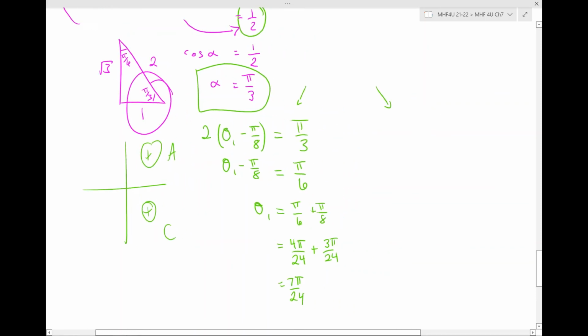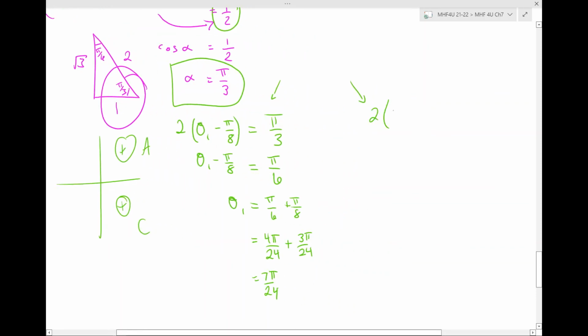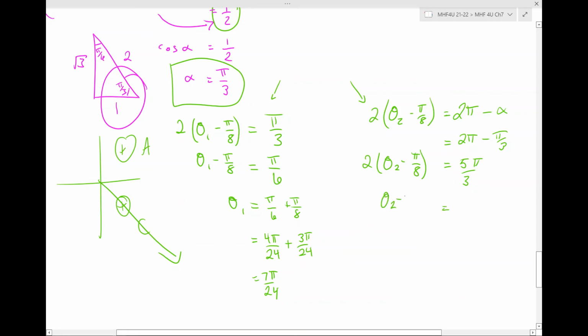Theta 2 is in quadrant 4. So that is 2 times theta 2 minus pi over 8 is equal to 2 pi minus alpha, because that's how you find a terminal arm if you're working in quadrant 4. So 2 pi minus alpha is 2 pi minus pi over 3, which is 5 pi over 3. And what's that equal to? It's equal to 2 times theta 2 minus pi over 8. So I can divide both sides by 2, and I'm working with theta 2 minus pi over 8 is equal to 5 pi over 6.